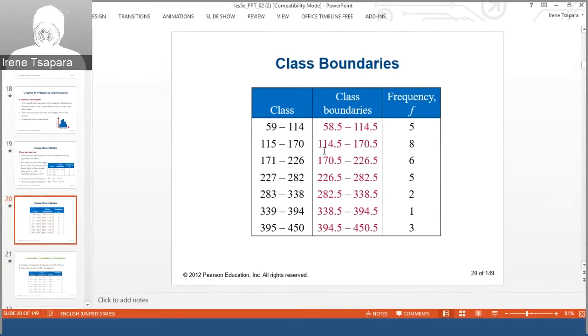So now you go between 114.5 and 114.5. As you can see, these two numbers overlap. Yes, they do overlap, but they are in the class boundaries. The actual class is 114 and 115. So what happens if a value is 114.5? Your choice. You choose where you post. Have you seen this before?